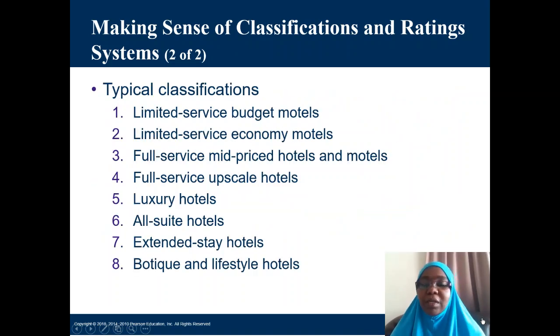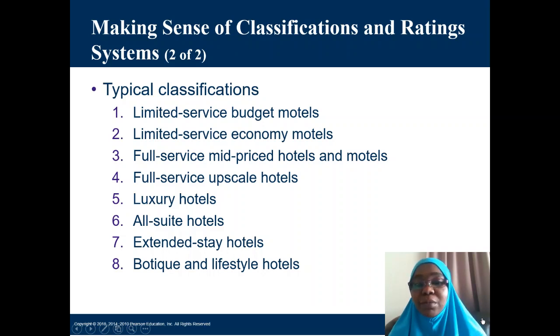There are typical classifications. As we can see, we have about 8 of them here on the slide. We have the limited service budget motels. We have the limited service economy motels. We have the full service mid-price hotels and motels. For those of us that are regular travelers, we should be quite familiar with some of these classifications. Then we have the full service upscale hotels.